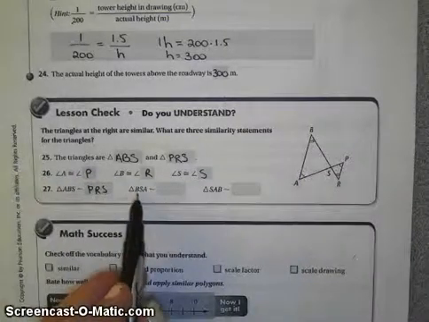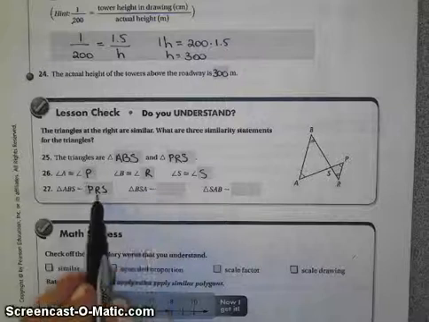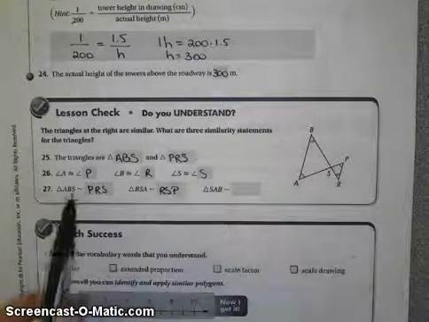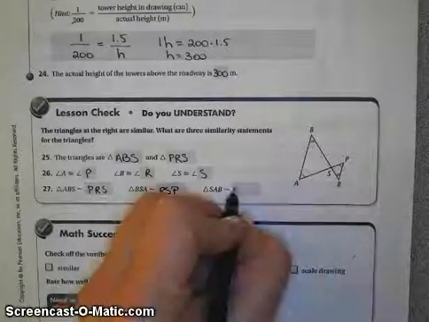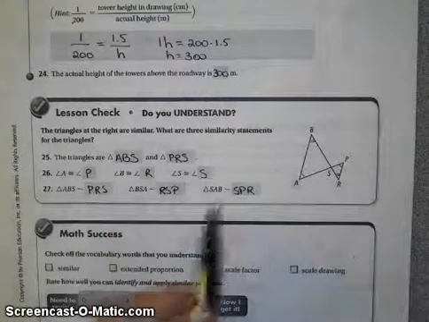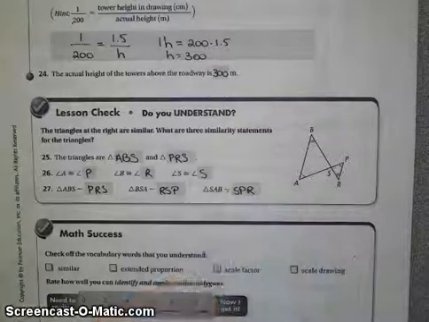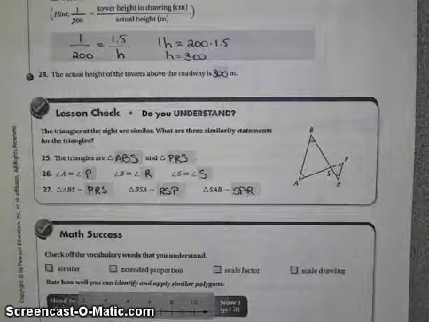If we switch the order of the letters, BSA would be similar to RSP, and SAB would be similar to SPR. So the similarity statement, you'll notice, does not have the equal symbol underneath the similarity. And that is the notes for similar polygons.